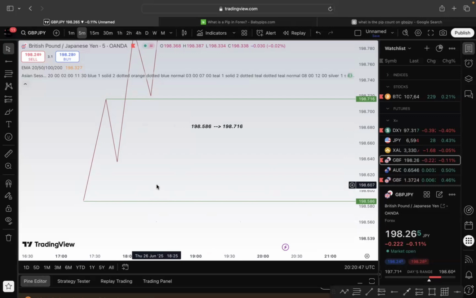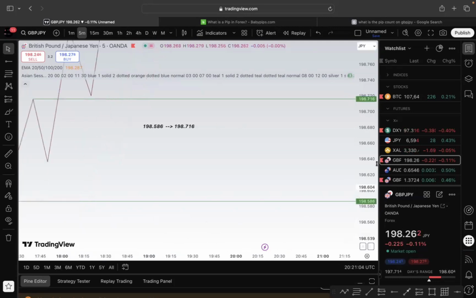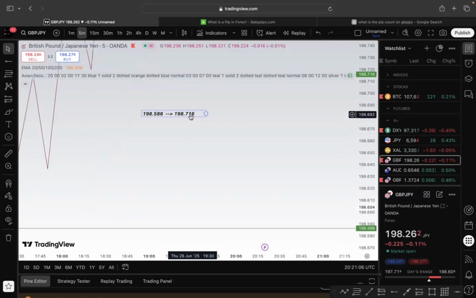Now, obviously, you can see that from 198.586 to 198.716, price has shot up. There has been a rise, and you can see the rise clearly here. So bias pushed the price from this level to that level. Okay, and what we want to know is the number of pips it moved to get there. Now, since the pip count is from the second decimal place, this is what we do.